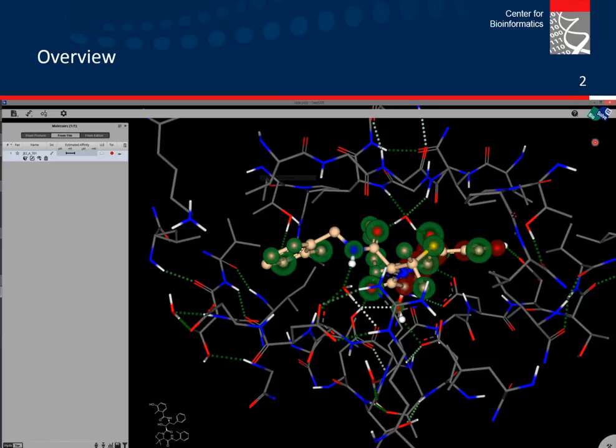So here you see the CSAR front end from Biosolve-IT, and when you look at the part of the structure you see here in the center, you notice that there's much more information there than in the pure PDB file. Mostly the hydrogens are added, hydrogen bonds are shown, etc.